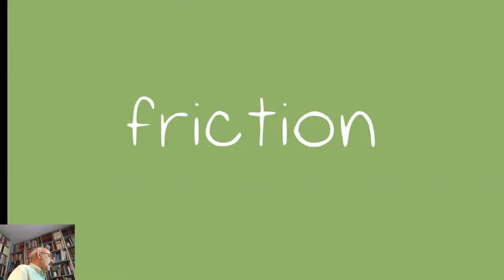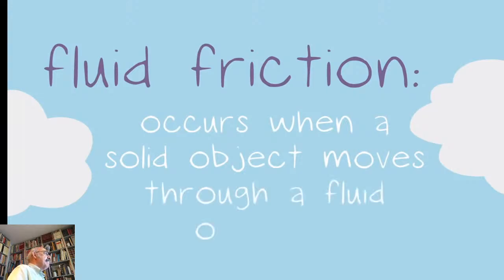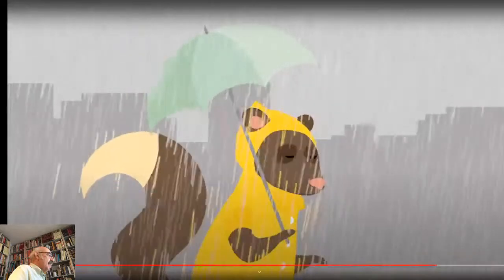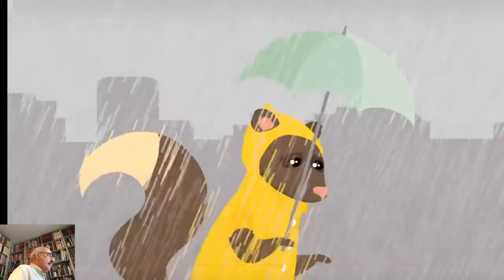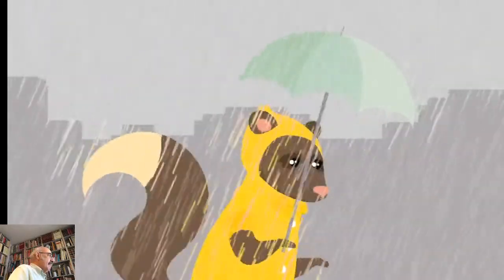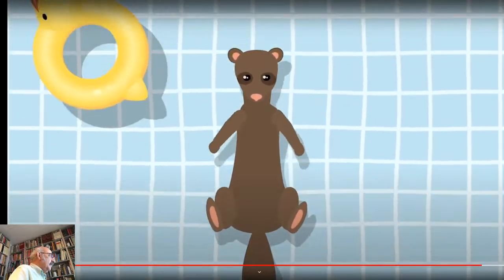The final type of friction is fluid friction. Fluid friction occurs when a solid object moves through a fluid or a gas. Have you ever had to walk home in a storm? The strong winds likely made it difficult for you to move forward. When you are outside in a storm, the fluid friction between you and the air is increased. A swimming pool is another great place to study fluid friction.